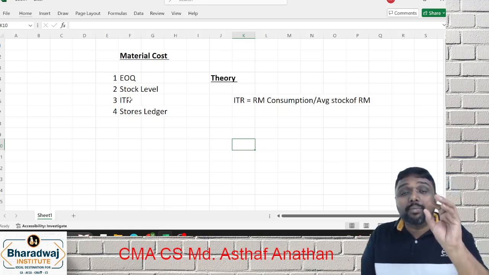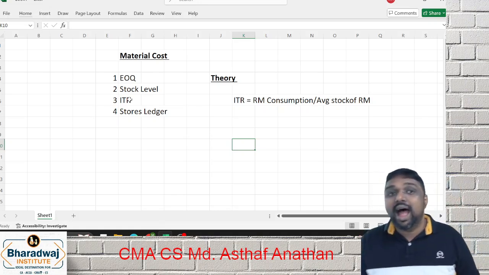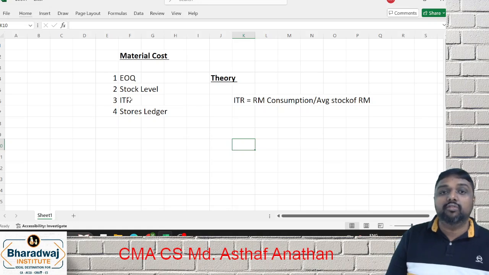You may have to make a comment sometimes. What is the comment? Higher the inventory turnover ratio means fast moving. So this will mostly become a 2-mark question.